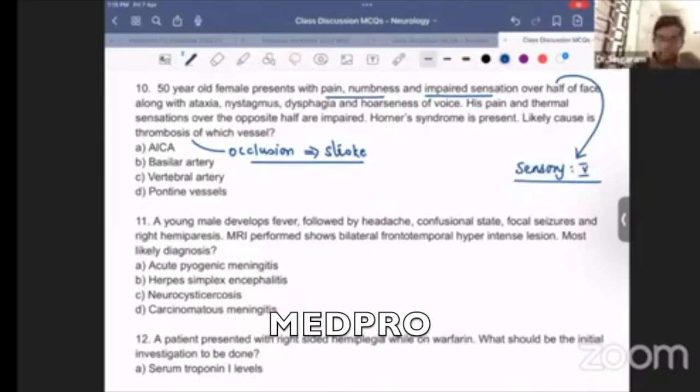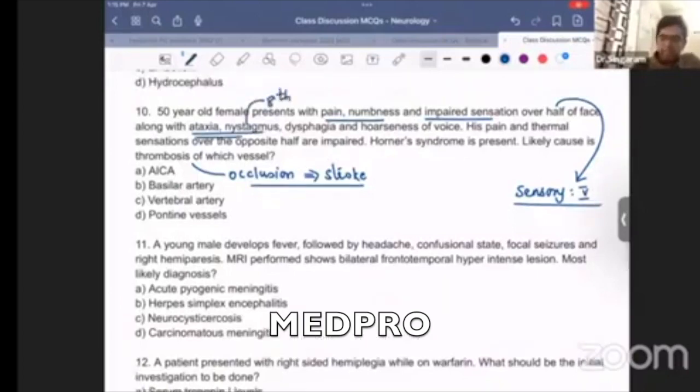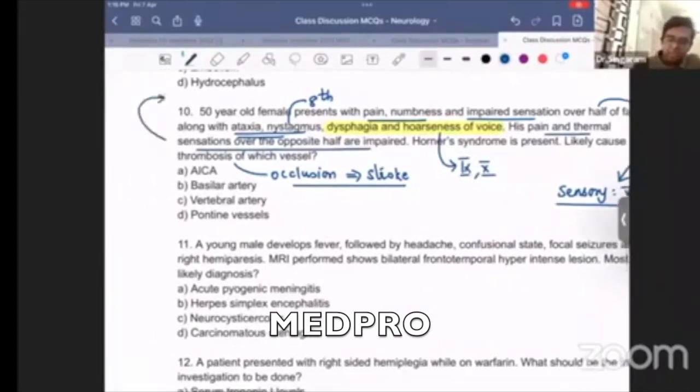That is one thing. Next, ataxia may be related to the 8th cranial nerve. Think like this: 8th cranial nerve. Nystagmus not, but maybe ataxia. Then dysphagia and hoarseness of the voice are related to the 9th and 10th cranial nerves getting affected. Also, pain and thermal sensations on the opposite half of the body are affected. Pain and thermal sensation affected means which tract is affected? The spinothalamic tract, getting affected from the opposite side, contralateral.